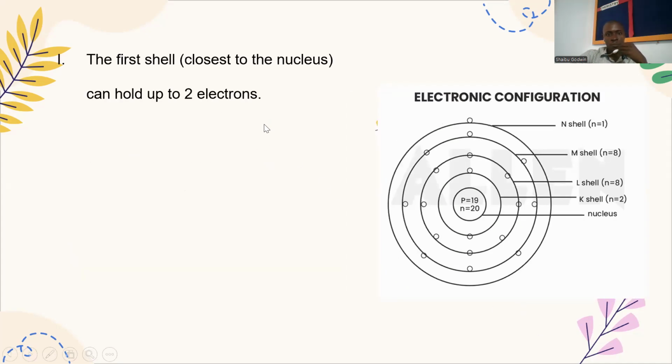So the first shell is closest to the nucleus, as you can see, that is the K shell. It can hold a maximum of 2 electrons. It cannot hold more than that. If the electrons are not up to 2, it can hold 1, but it usually cannot hold more than 2. The second shell can hold up to 8 electrons. It cannot hold more than 8, it can hold less than 8, but the maximum is 8.